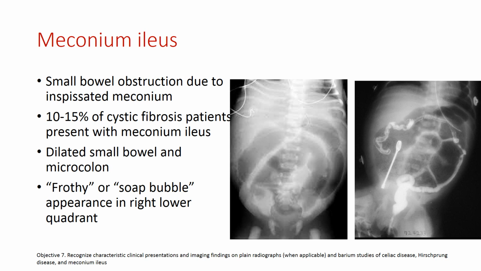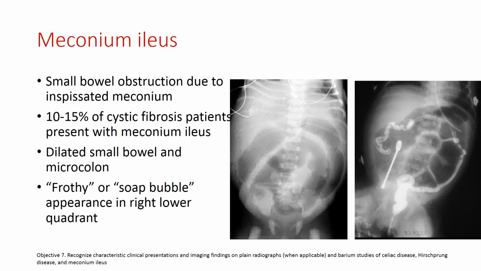And so we tend to see these primarily in cystic fibrosis patients. So most likely, if a patient has meconium ileus, they will also have cystic fibrosis. The obverse is not necessarily the case. Only 10 to 15% of cystic fibrosis patients present with meconium ileus. But that's still fairly large considering that most patients will not present with meconium ileus.